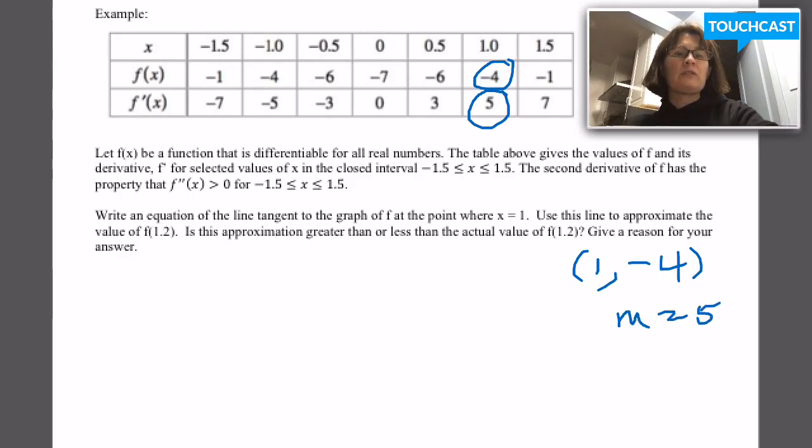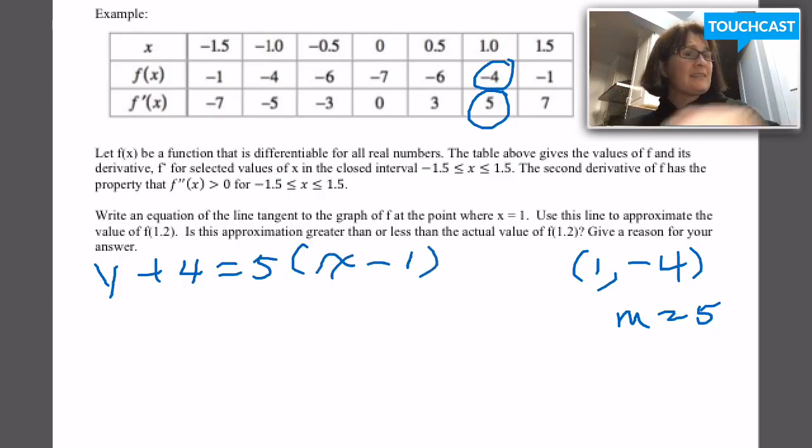So I'm going to write an equation that's y minus -4, which is the same as y plus 4, is equal to 5 times the quantity x minus 1. This is a great answer. It gets 1 point for writing the tangent line equation. If you wanted to solve it for y or distribute, your choice, but not required.